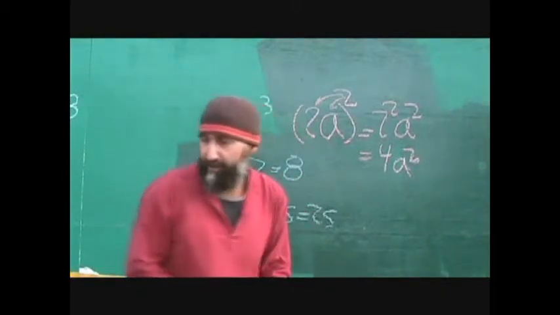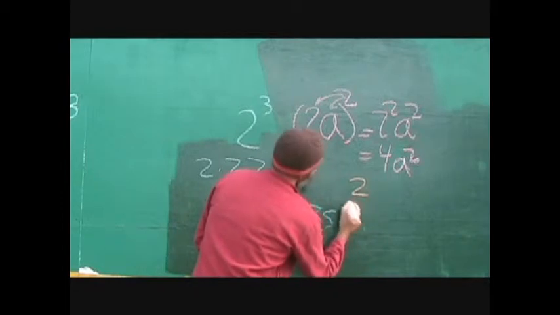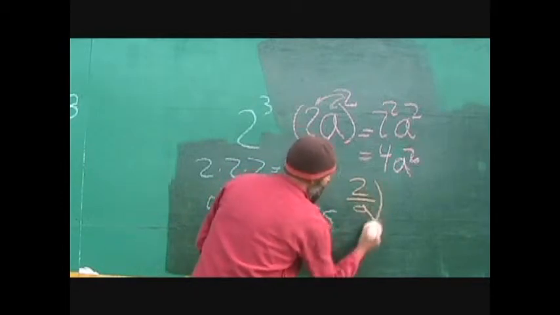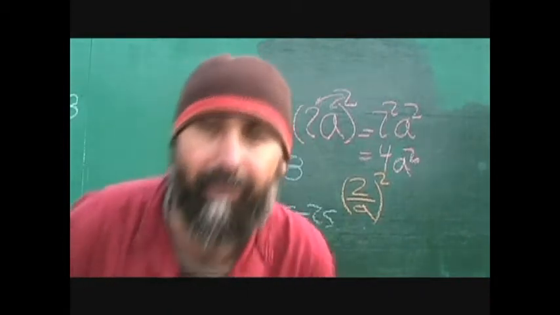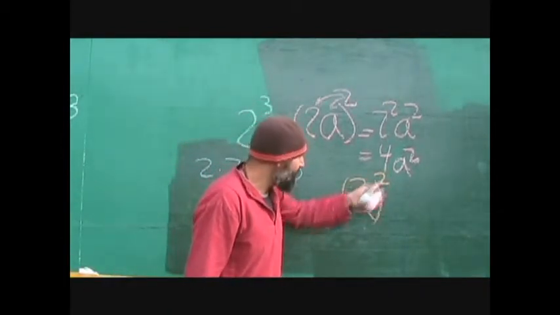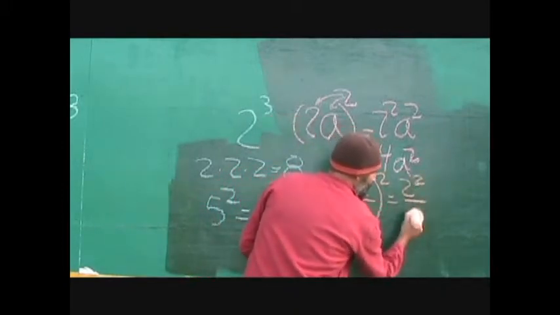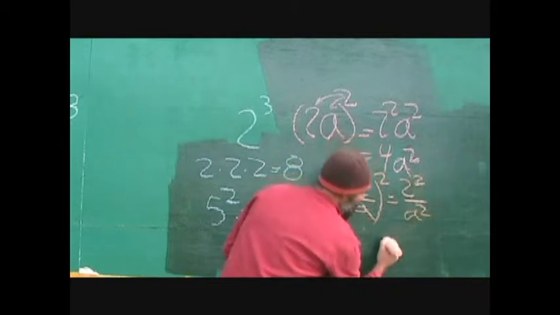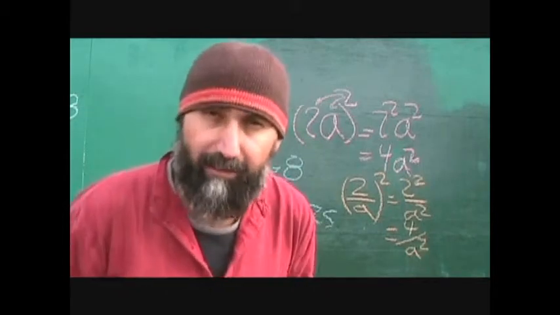For division, it works the same way. For example, if you had 2 over a, squared. So 2 over a squared, again, this distributes to this and this. So this would be 2 squared over a squared, and 2 squared is just 4, and a squared is just a squared. Okay, easy?